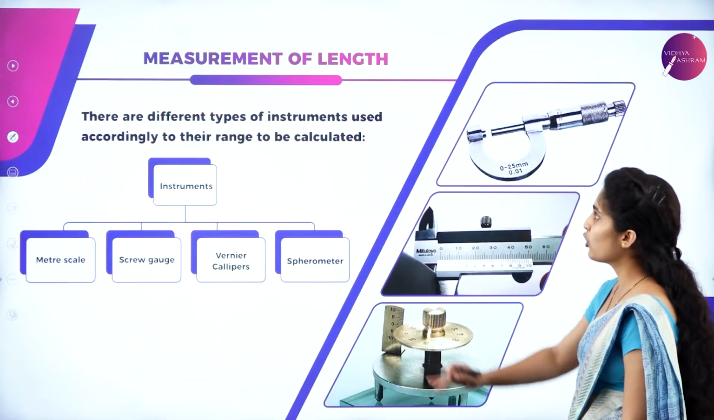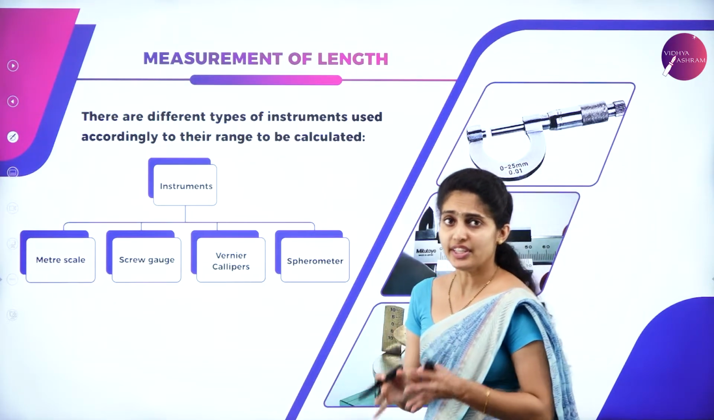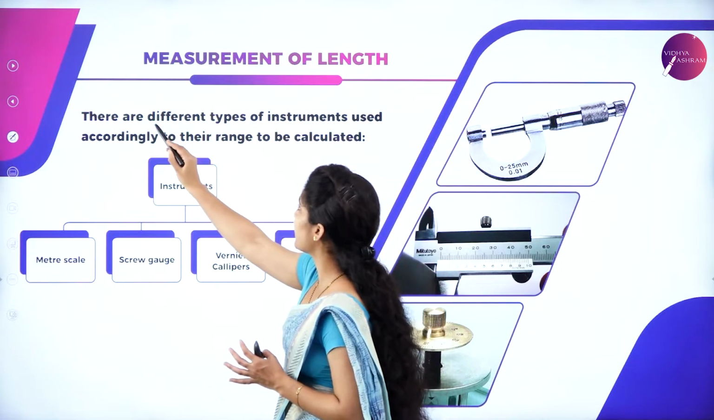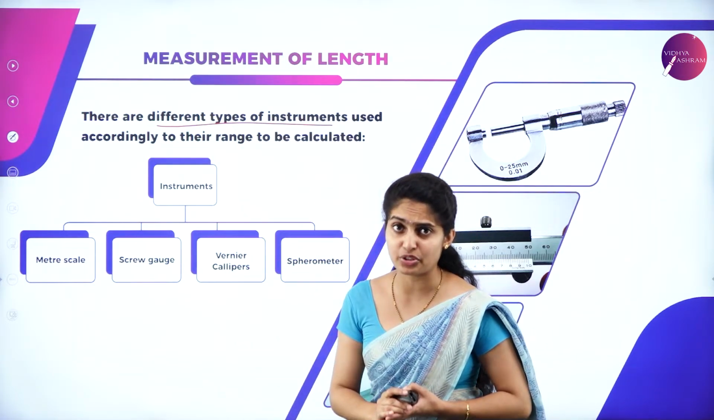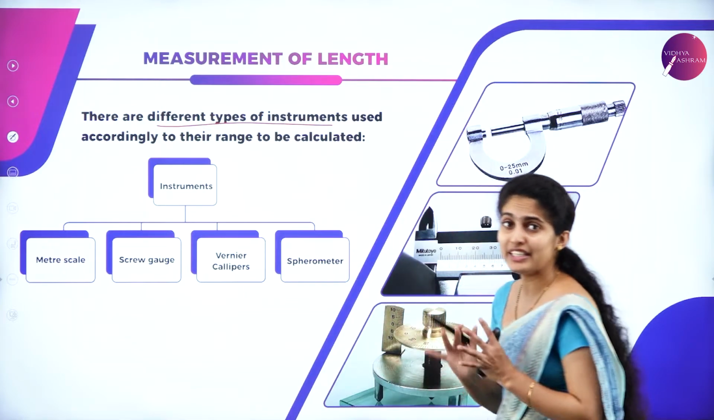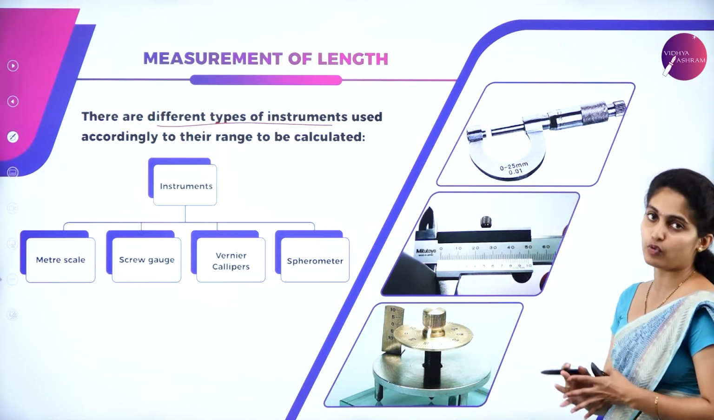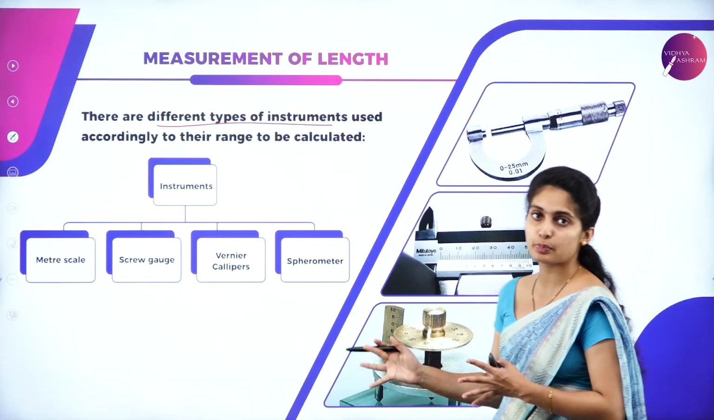Next we are going on to measurement of length. In this concept, how do we measure length? There are too many different ways to measure length, as well as too many different instruments. A few of the instruments can be seen here, like the screw gauge, vernier calipers, and spherometer.